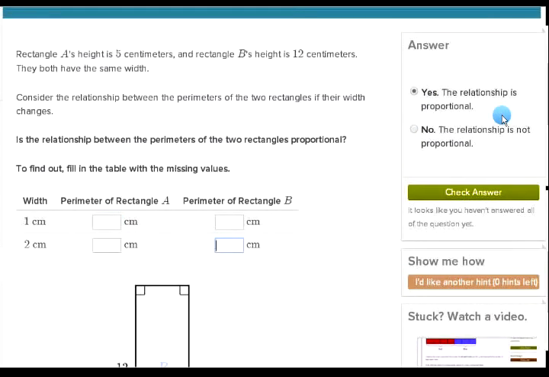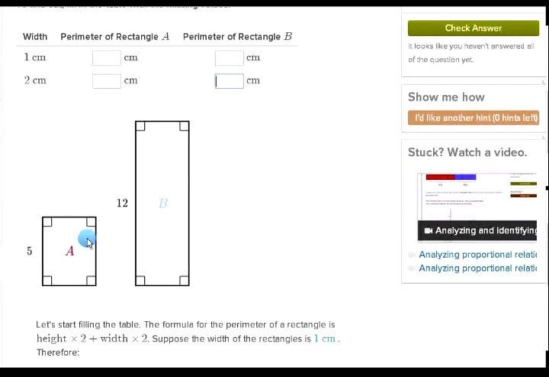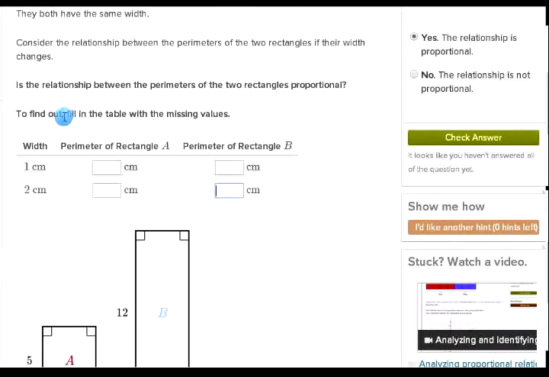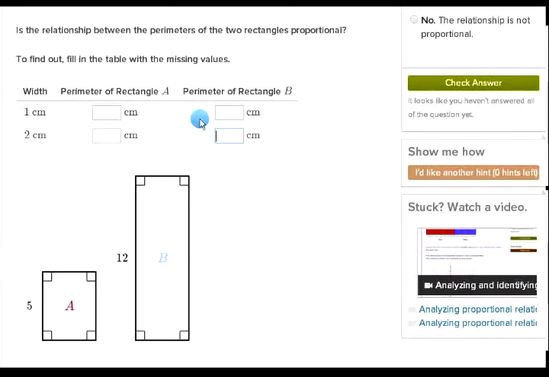Let's take a look at this next example. Now this one's a little bit different. Rectangle A's height is 5 centimeters and rectangle B's height is 12 centimeters. They both have the same width. So you can see here's rectangle A, height of 5, rectangle B, height of 12. Consider the relationship between the perimeters. Now we're going distance around the outside of the two rectangles if their width changes. Is the relationship between the perimeters of the two rectangles proportional? Fill in the table.